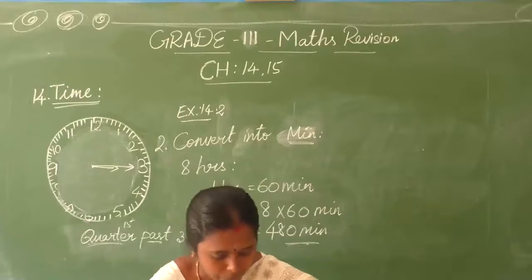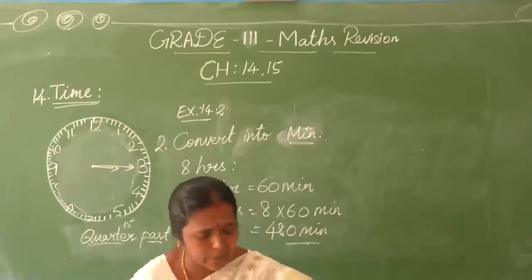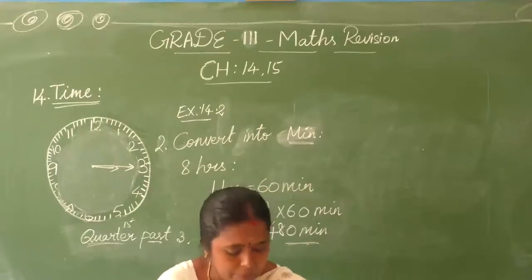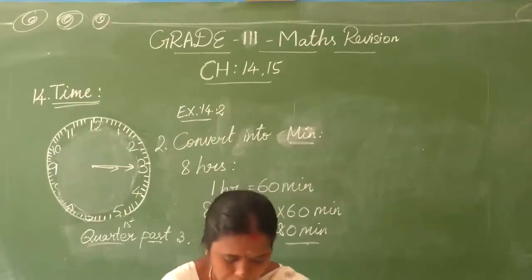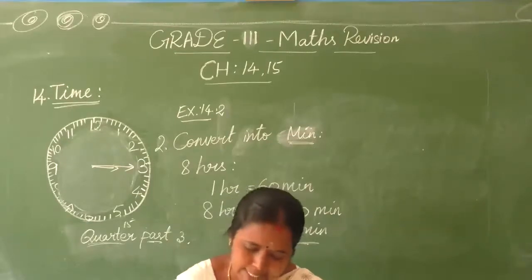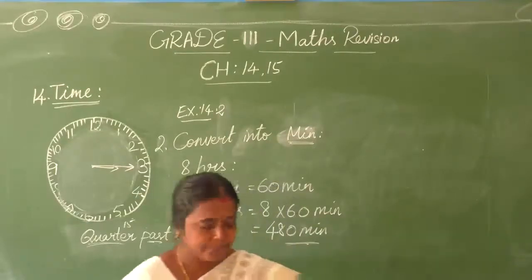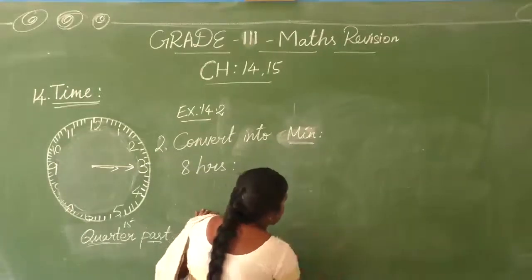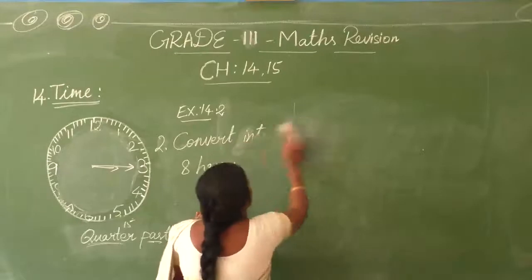Okay, ma. We will go to the next, calendar only, that you know well. January, February, months of the year, number of days in every month, all that is given. Just go through that. Exercise 14.3. Let me move to the next chapter, lines and shapes. The 15th chapter is lines and shapes. I am revising at a glance.